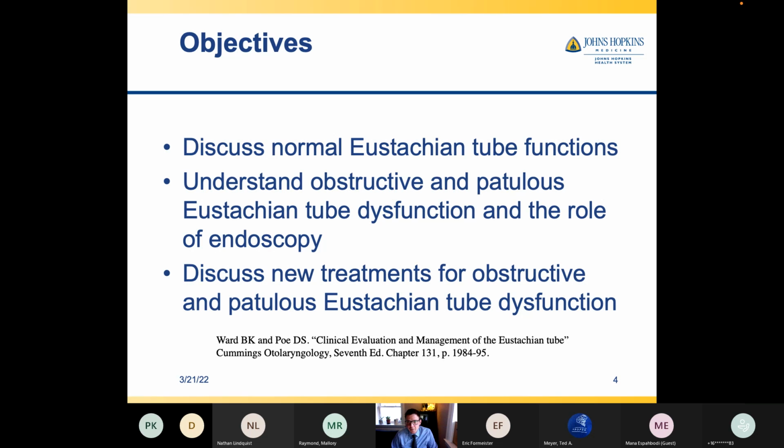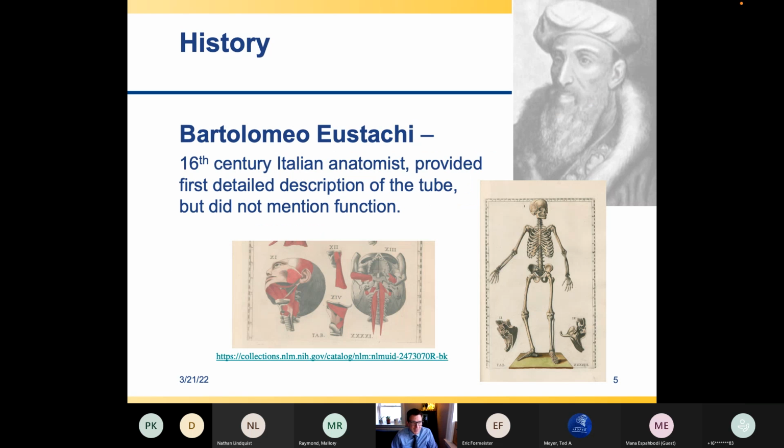I'm a big believer in the history of medicine and understanding how it can help us better understand where we are today. So I love to intersperse historical vignettes throughout my talks. You'll get several of those today, the first of which is Bartolomeo Eustachii. Eustachii was an Italian anatomist from the 16th century, and he provided the first detailed description of the Eustachian tube. And yes, I guess we should be calling it the Eustachian tube, but I'll just call it the eustachian tube throughout the lecture. Eustachio did not mention the function of the tube, and if you're interested in seeing some of his original descriptions as well as drawings, they're available on this site here.